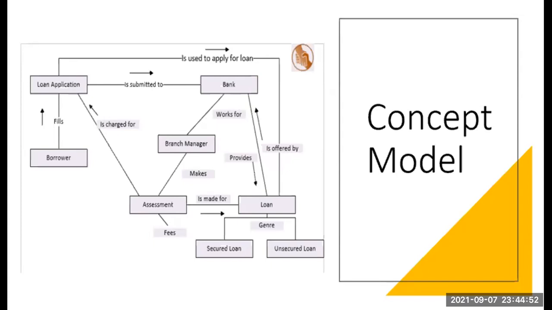A concept model typically starts with a glossary, where you have the core noun concepts of a domain, for example loan, branch manager, bank, and all of that. Then you create the concept model, where you define the business rules at a high level. Your concept model will establish the relationship between nouns and verbs and other connections to explain a new domain or a business process.